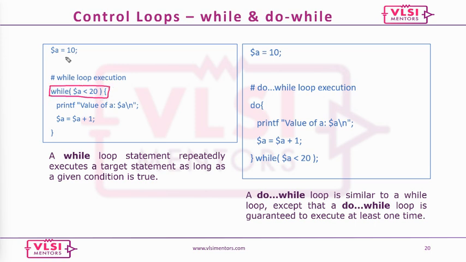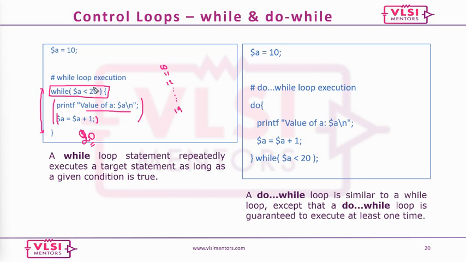Now if you look here, say you are initializing $a to be 10, and then while $a is less than 20, it will keep executing. Print the value, and then $a is $a plus 1, which means it is going to print the first time 10, next 11, 12, all the way till 19. After printing 19, $a will have 20. Now 20 is not less than 20, so it comes out. So the while loop will keep executing as long as the condition is true.